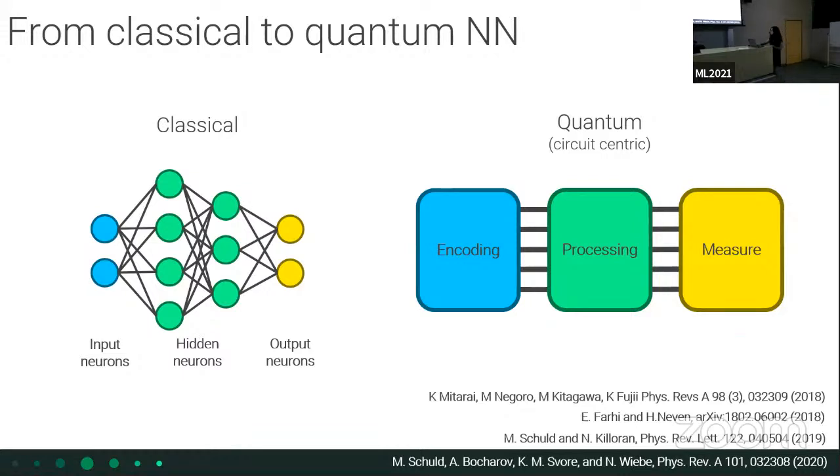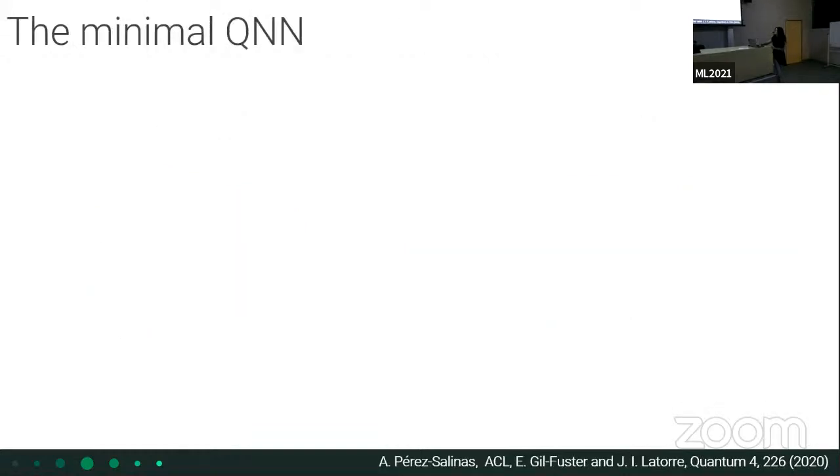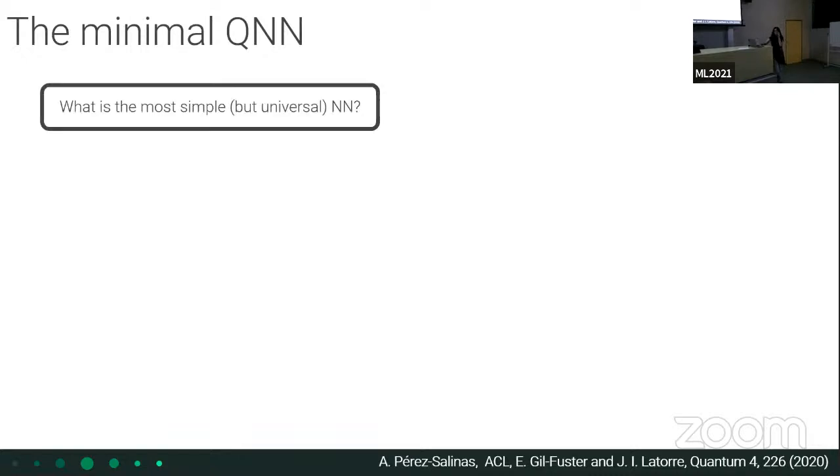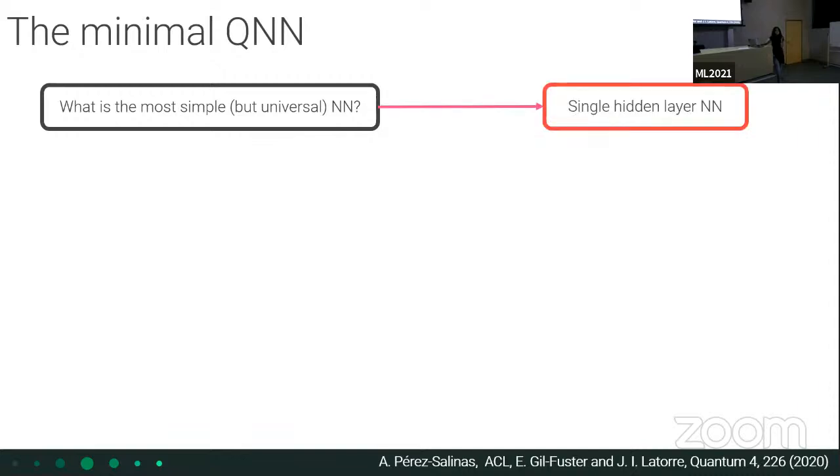So how can we do that? There are many ways to do it, so I will just follow the one that we use in our works. But the general structure is always the same, is this particular one. So let's think about what will be the minimal quantum neural network to understand how this works. So first, what is the minimal classical neural network? And the answer is a single layer neural network.